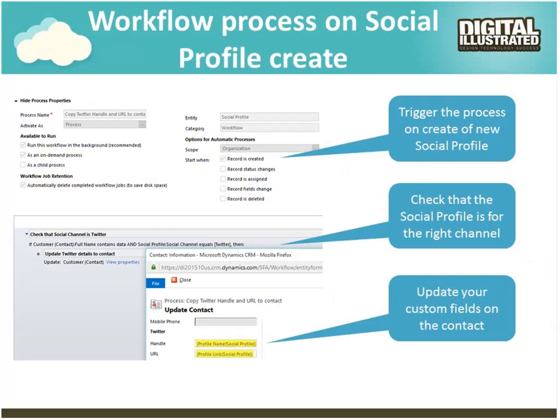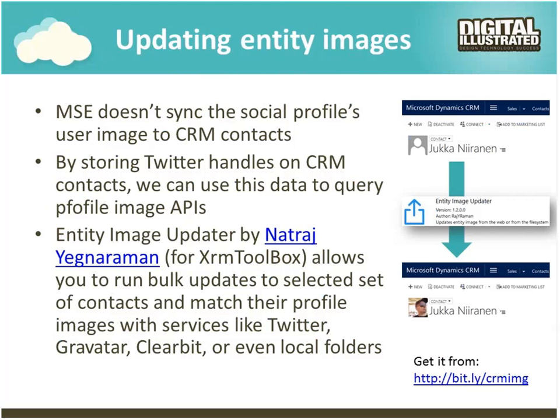And that's done by a simple workflow, so I'm not going to go into detail, but it's just 3 steps. Whenever a new social profile is created, see if the social profile is related to a Twitter channel, and then append the information to the related contact about the Twitter handle and the URL to their profile. And the reason I did that for this demo scenario was that this actually gives us a good way for getting the entity images populated there.